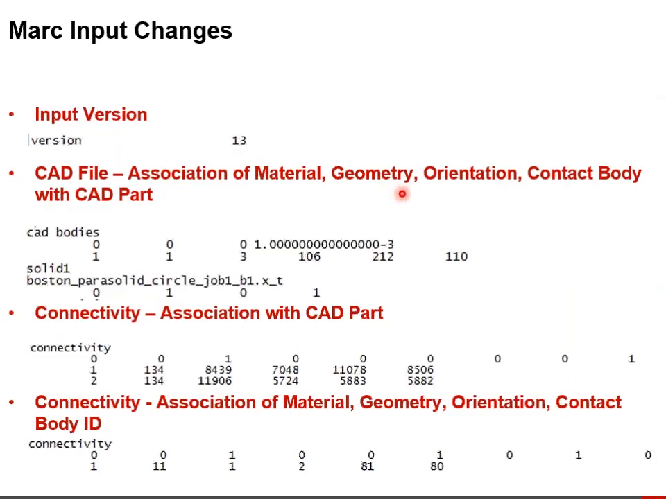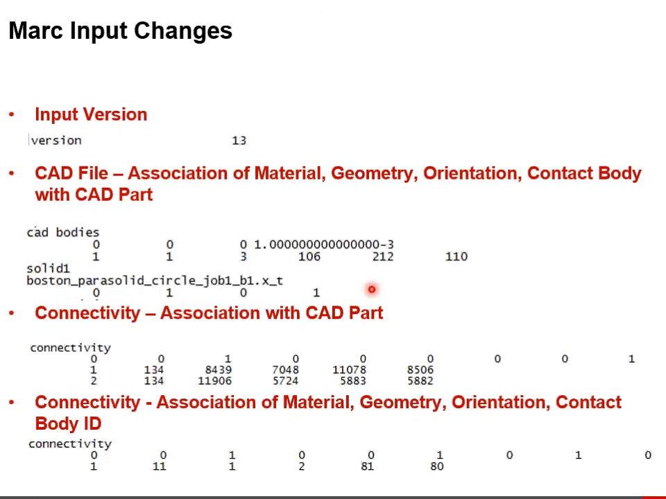So all these things mean a lot of changes in the Marc input file and also changes in the post file. So we have a new input format for the Marc 2017 release. It's called version 13. We have a new option called CAD bodies that introduces this CAD concept. And so the key thing is that this is a CAD body, and CAD body is number one, but associated with it are 4 numbers.